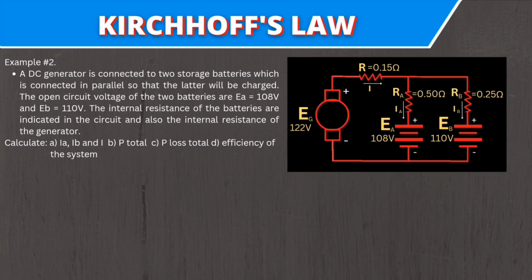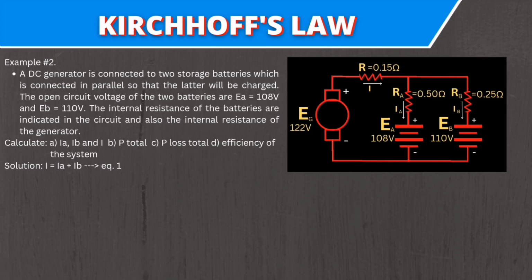For B, the total power delivered by the generator. For C, the total power loss in the resistors. For D, the efficiency of the system. The polarity of the generator and current flow are indicated here. So the solution, guys. First we have to write the current equation. So I will be equal to I sub A plus I sub B, which will be our equation number 1.